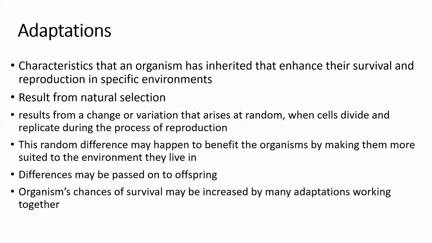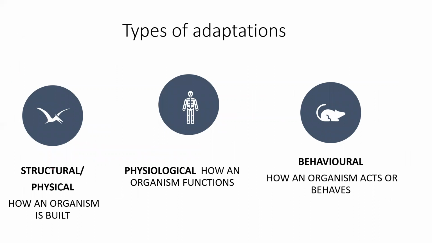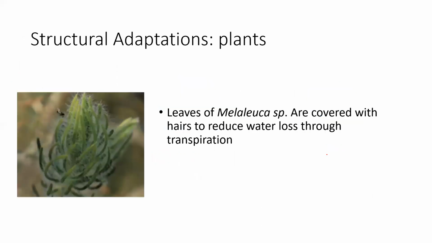These are characteristics in an organism that are inherited and enhance your survival. They result from natural selection, from a change or variation that arises at random. This random difference may happen to benefit the organism. The difference may be passed on, or the chance of survival may be increased with adaptations. Let's look at some. They come in structural or physical, physiological, or behavioral adaptations.